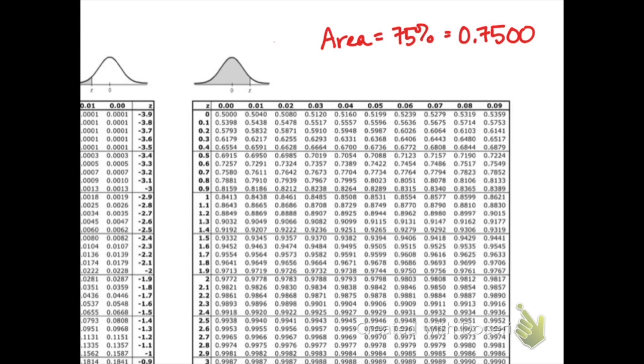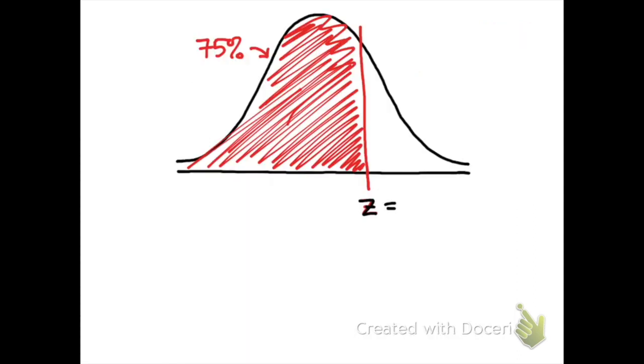So we look through all of the area values and we try to find the one that is closest to 0.7500. We want to narrow this down to the value that is the closest to 0.7500. In this case, that would be 0.7486. Then we work backwards from that value to find the corresponding z-score. In this case, the z-score would be 0.67. So our z-score here would be 0.67.